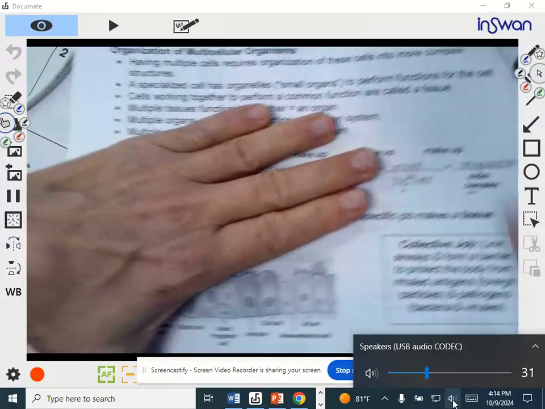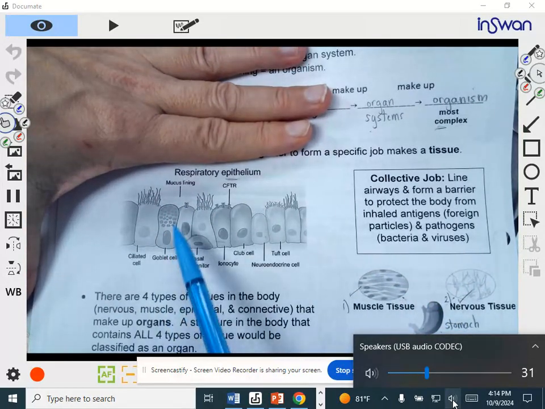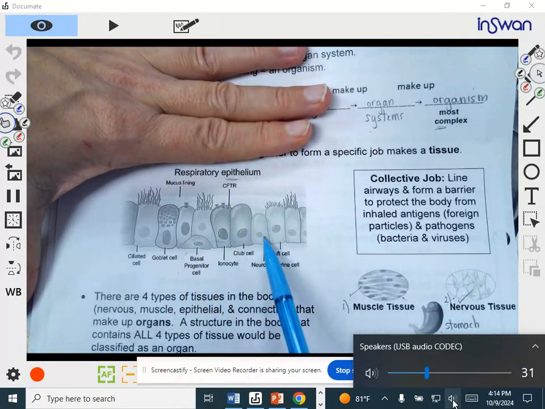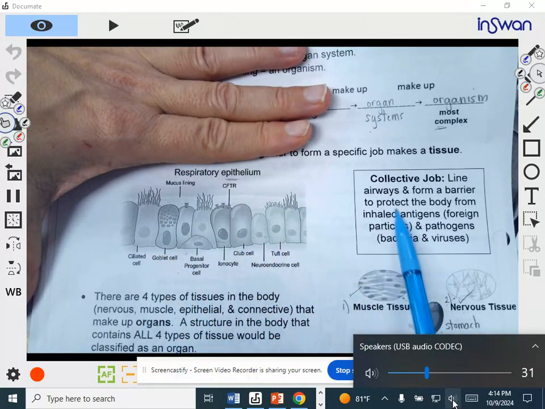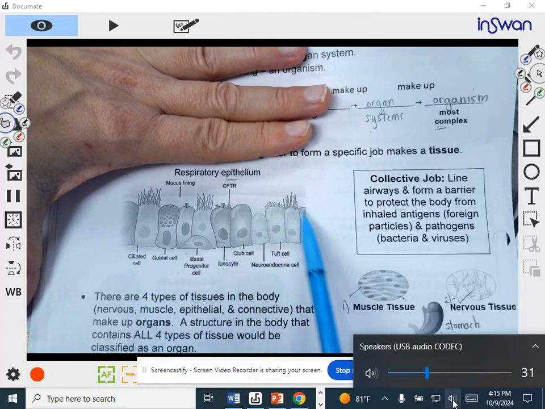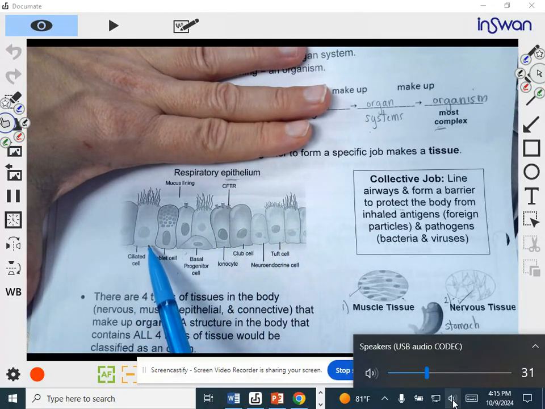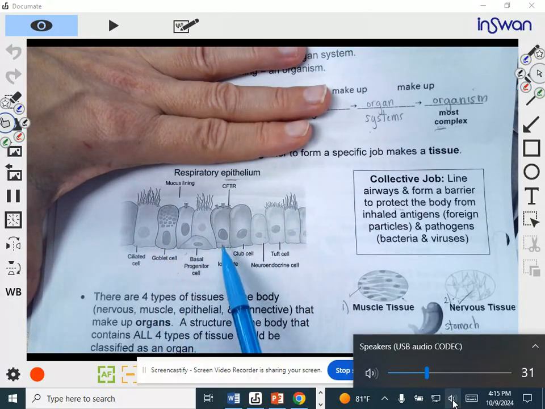So for example, if we come down here, let's take a look at these cells. They're all different. Each one is a specialized or a certain type of cell. But their job collectively is to create a barrier to protect the body from foreign particles. So it's like these cells are working together to form this bigger structure. In this case, we say that these cells are coming together to form this structure, and this structure is now called a tissue.